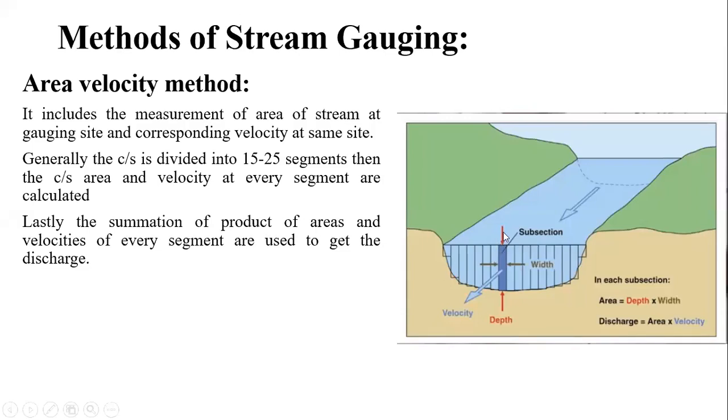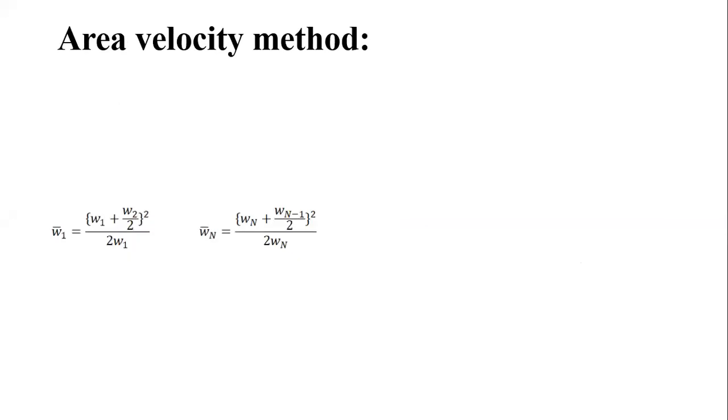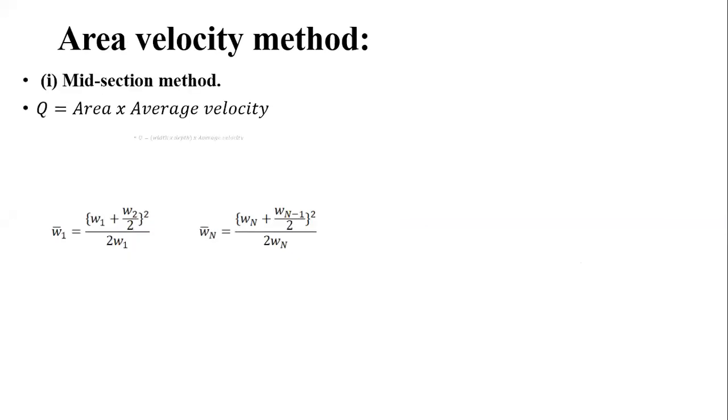So the width is known to us, and only the depth needs the sounding techniques for measurement. Then there are two methods to find the velocity and the discharge, that is the mean section method and the mid section method. We have discussed those methods also.